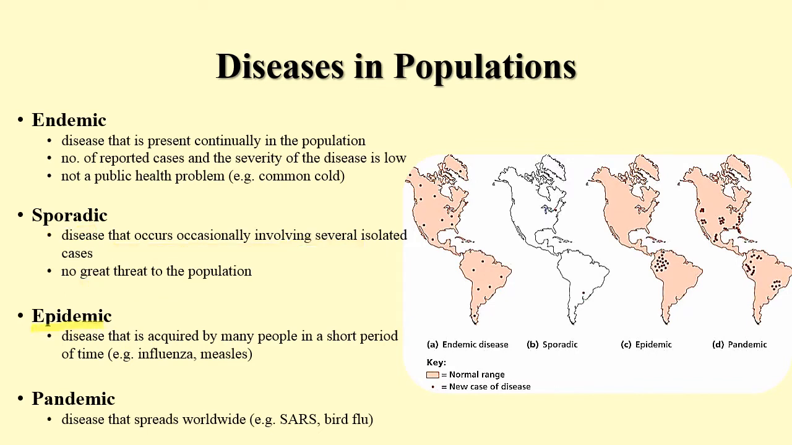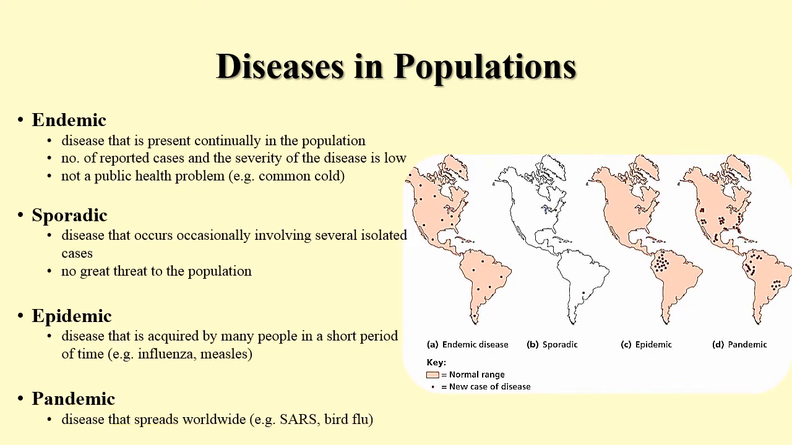Okay, the following one is the epidemic. An epidemic is a disease that is acquired by many people in a short period of time. Examples of epidemic diseases are influenza and measles. Okay, pandemics are diseases that are spread worldwide. For example, SARS, bird flu, and also COVID-19.